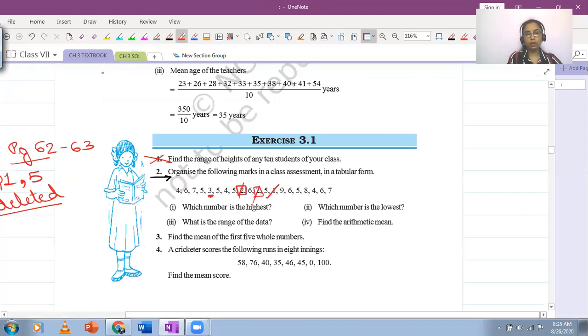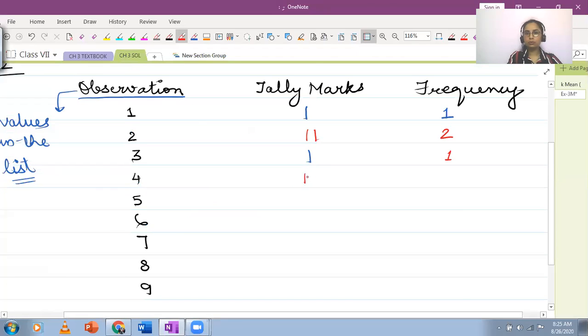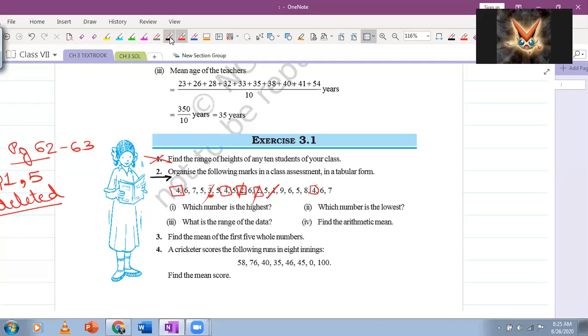Let's count 4 now. 3 भी निकल गया list में से. Let's count 4. So I can see a 4 here. 3 times. Put the tally marks and write down the number. 3 times. Count 5 now.